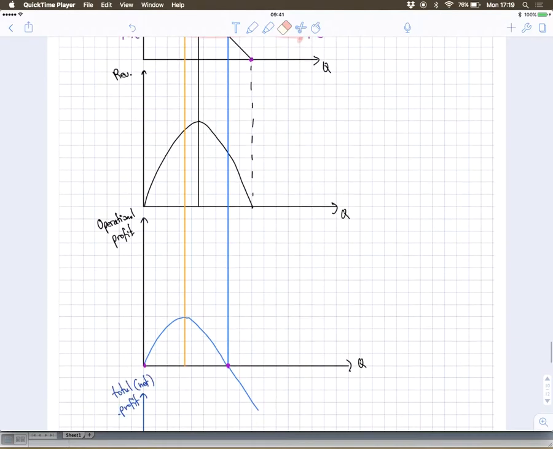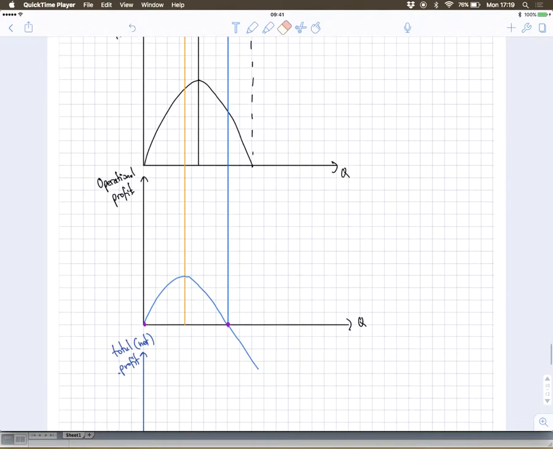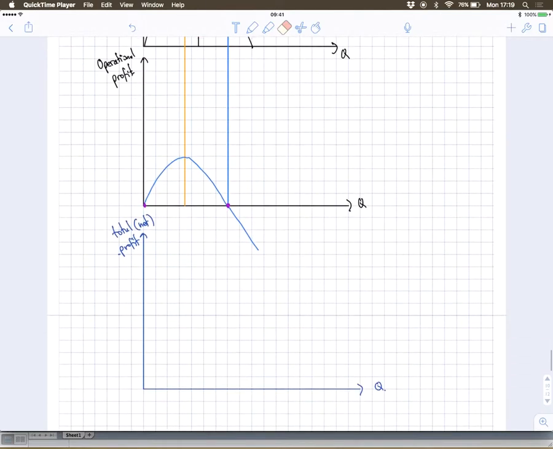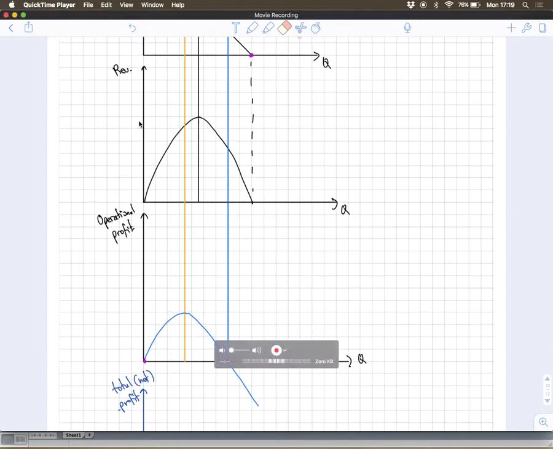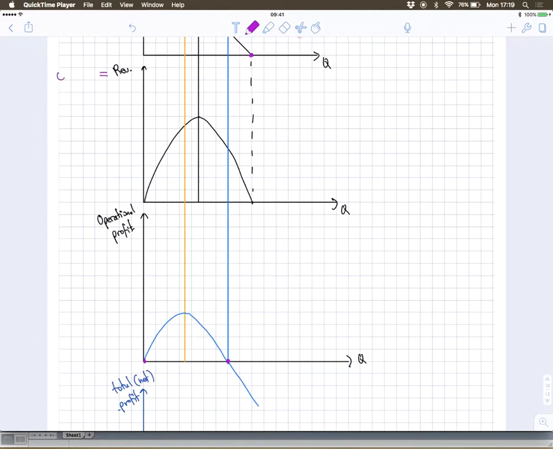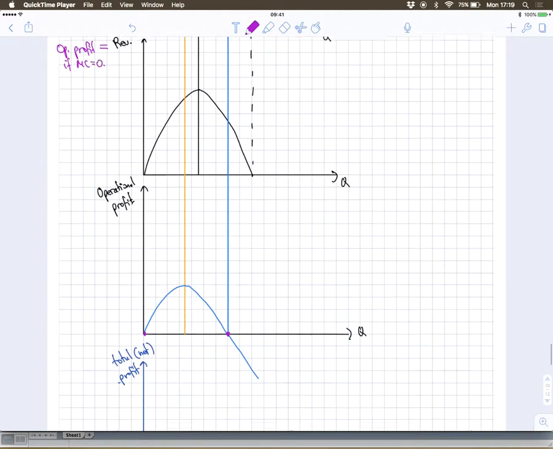In other words, you're saying the peak is changing. The peak of this function here is changing as your marginal cost changes. Because you can think of this movement from this graph here to this graph here as marginal cost going from 0 to something. So this would also be equal to the operational profits if marginal cost is equal to 0. It's the same thing.